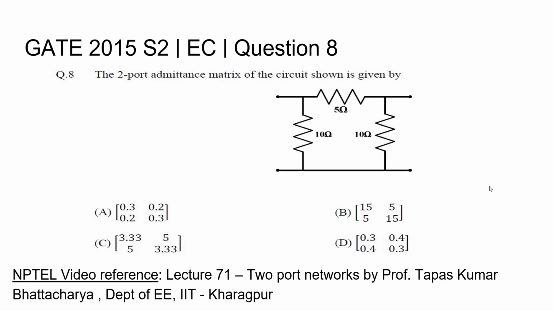Question 8. Electronics and Communication Engineering, Grade 2015 Set 2. The two-port admittance matrix of the circuit shown is given by dash. 4 options are given to us to choose from.